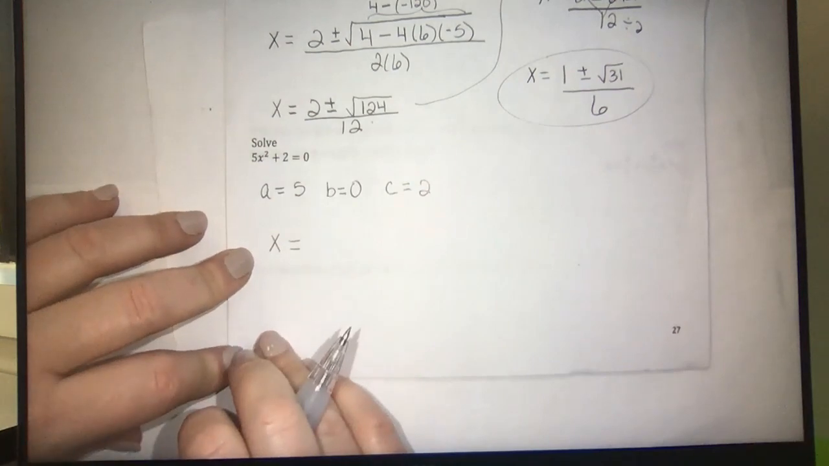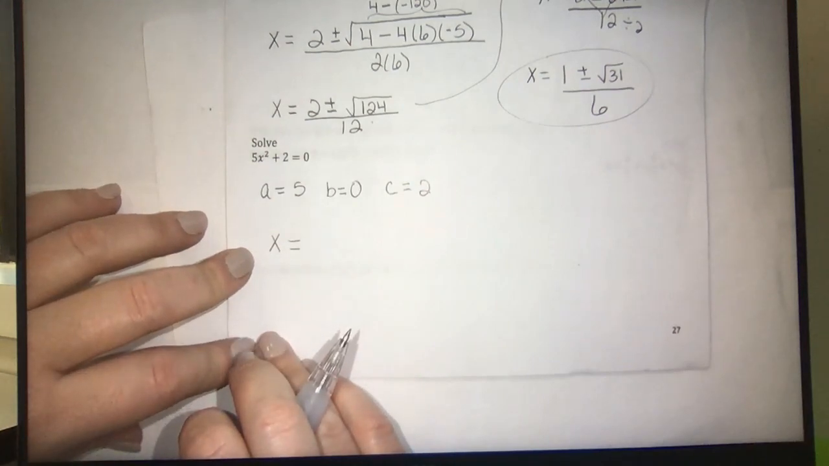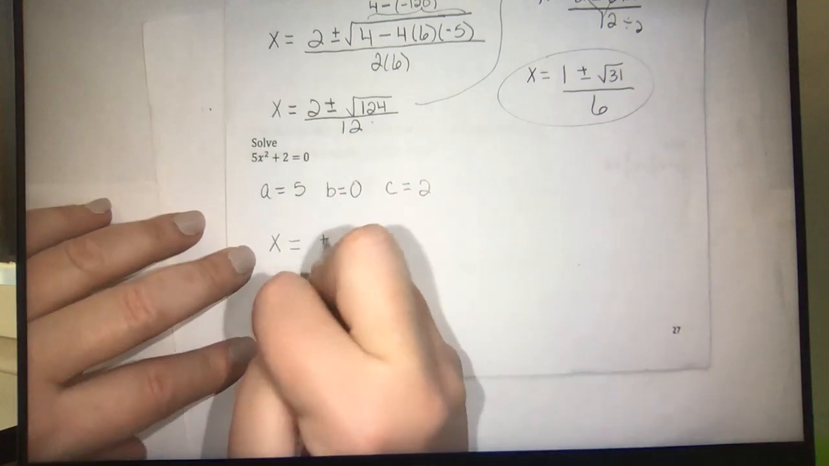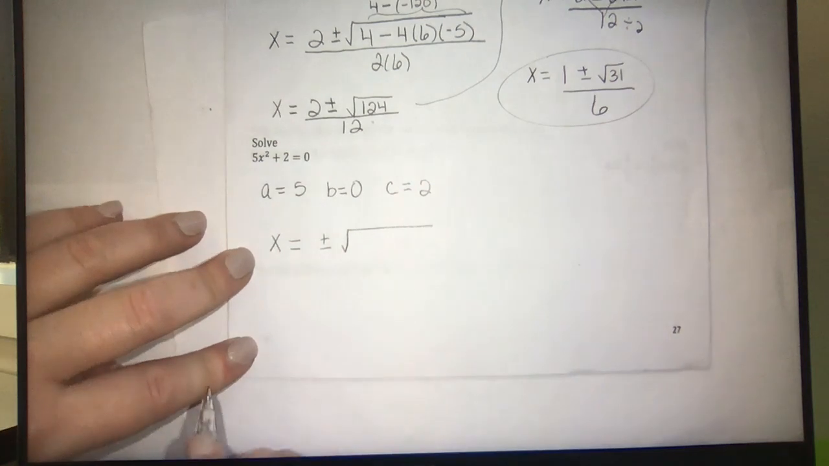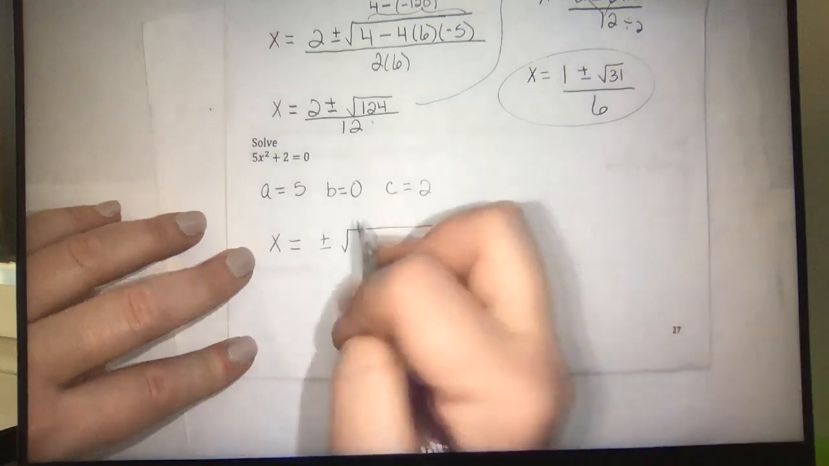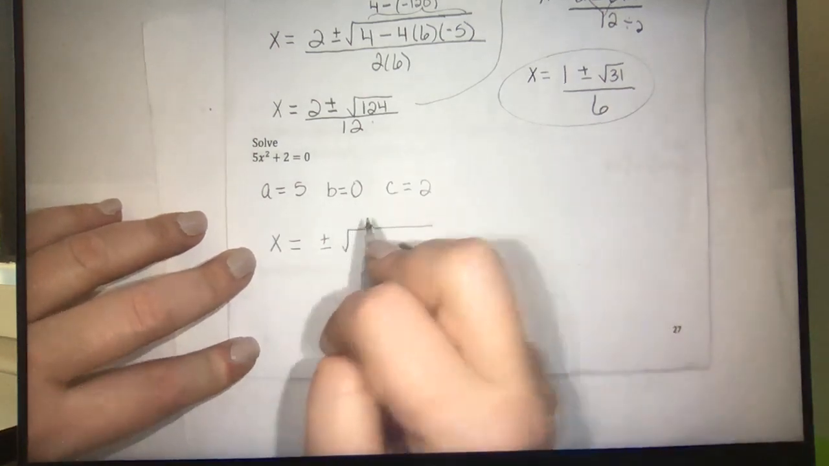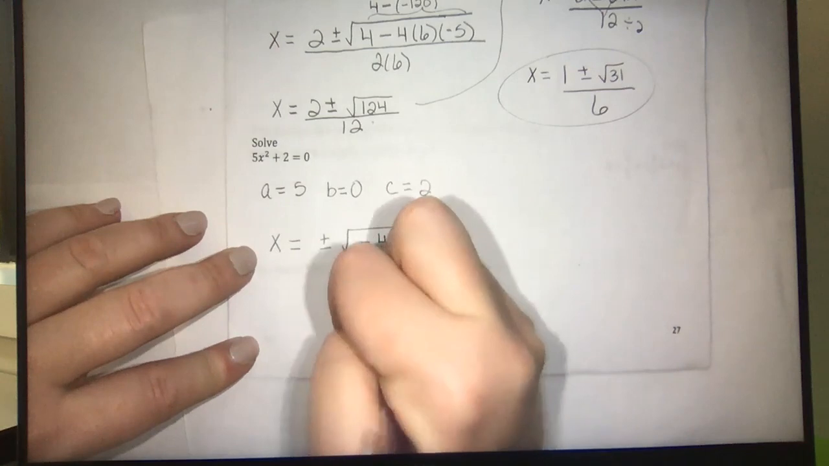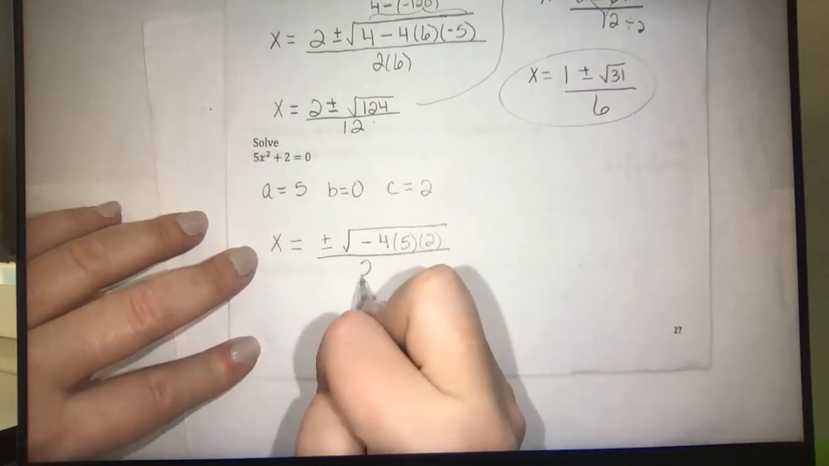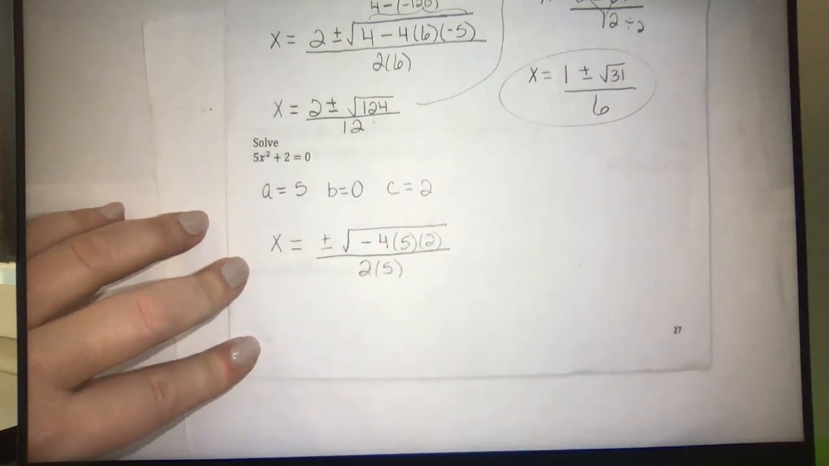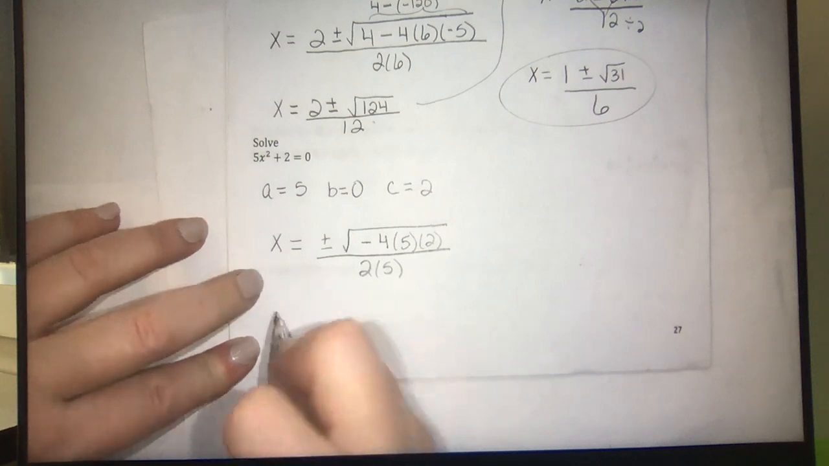Okay, I'm supposed to have the opposite of B. What am I going to put there? 0. Or you can just ignore it and put plus or minus, because it really doesn't matter. Square root. Okay, I'm supposed to square B now. Still 0. Or you can leave it alone, minus 4 times A times C, all over 2A. This is how you end up with that little fractional answer that we had at the bottom, where you don't have the 3 pieces, the 3 parts of the triangle.